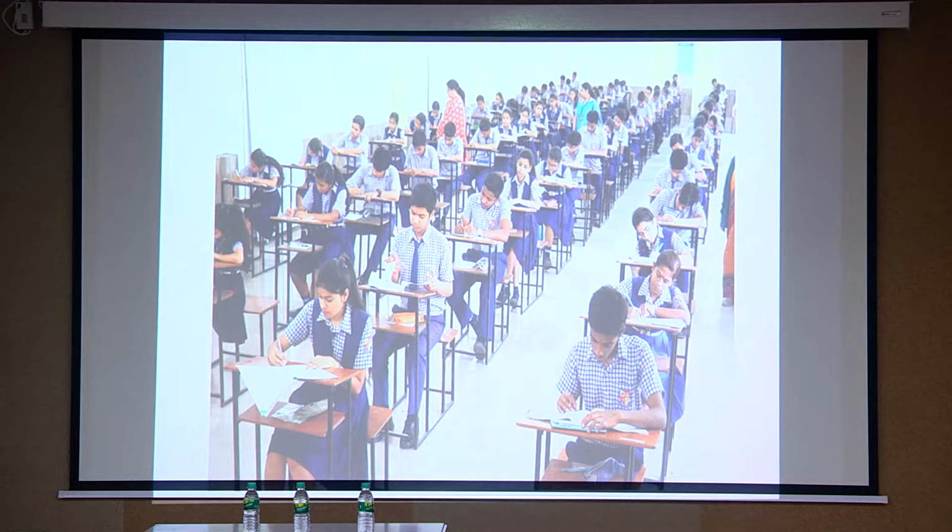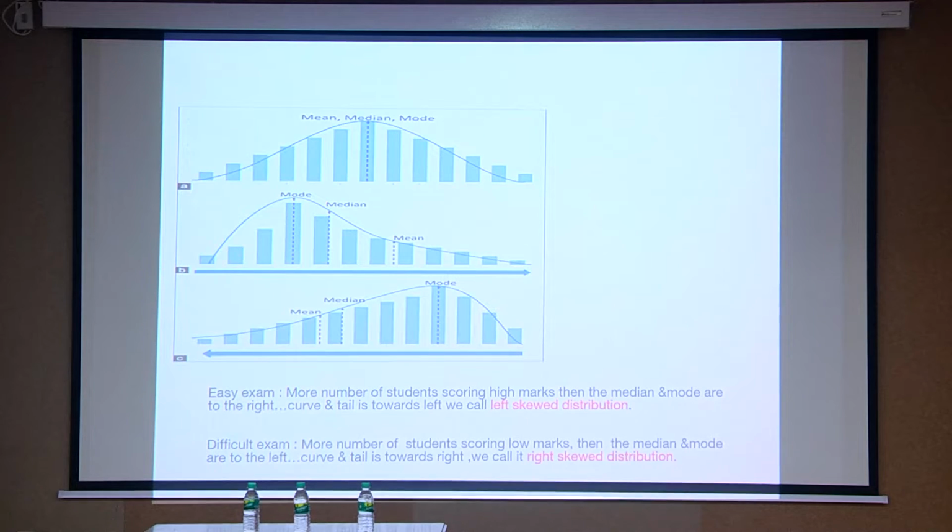You see this curve? So, here, this is the easy question paper where the mode is on the right side and the mean is to the left. So the curve has its tail on the left side. This we call a left skewed distribution. Here, when the question paper is difficult, many students score fewer marks. So it is a right skewed distribution. So in the case of a skewed distribution, even when there is continuous data, we go for the non-parametric test.